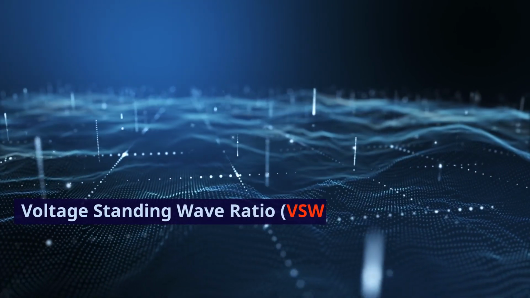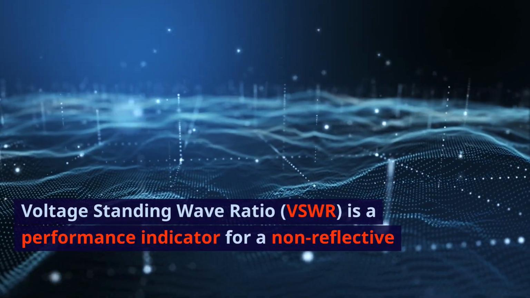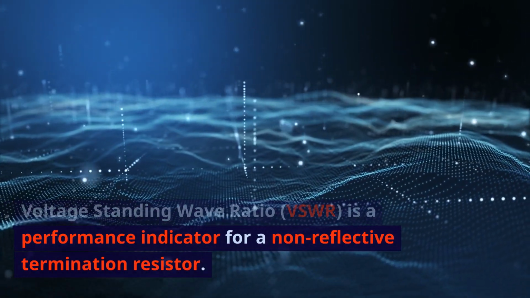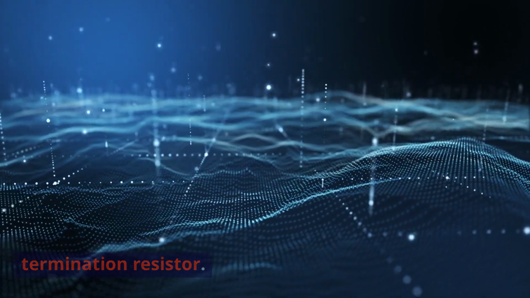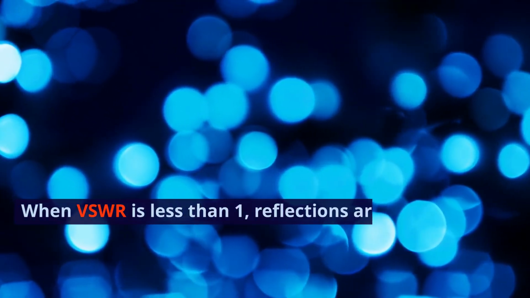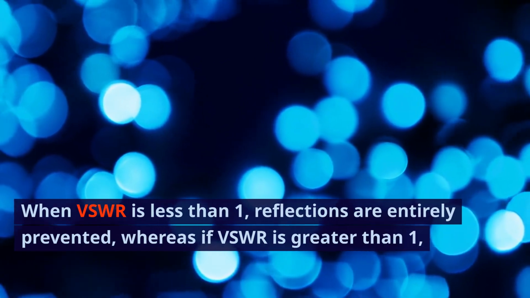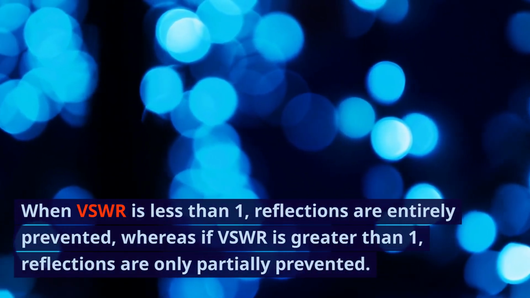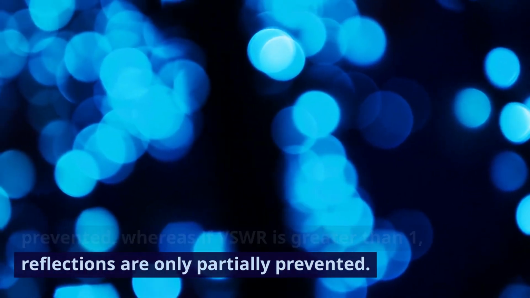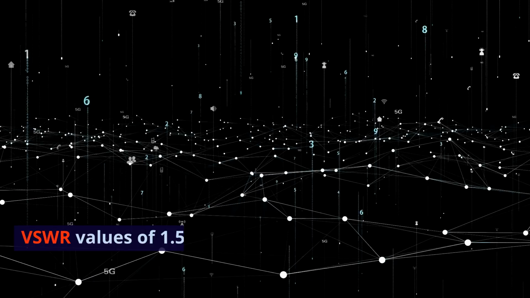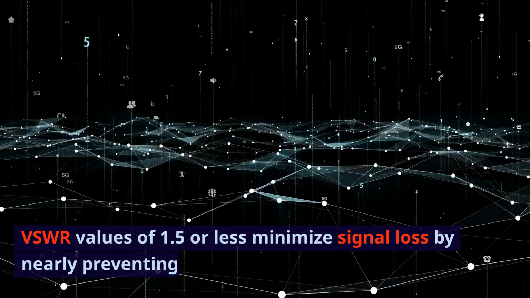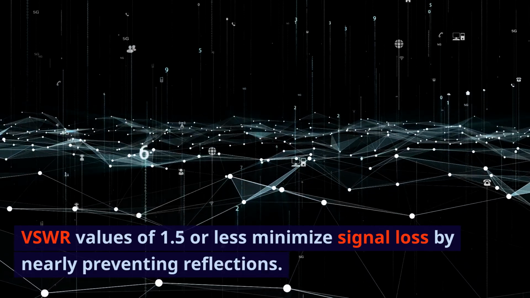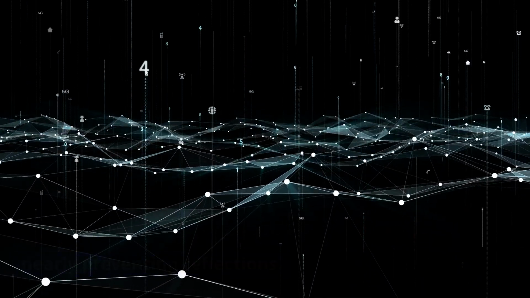Voltage standing wave ratio, VSWR, is a performance indicator for a non-reflective termination resistor. When VSWR is less than 1, reflections are entirely prevented, whereas if VSWR is greater than 1, reflections are only partially prevented. VSWR values of 1.5 or less minimize signal loss by nearly preventing reflections.